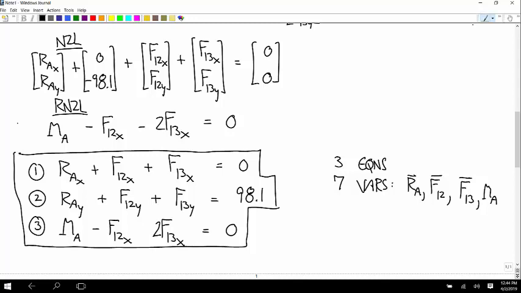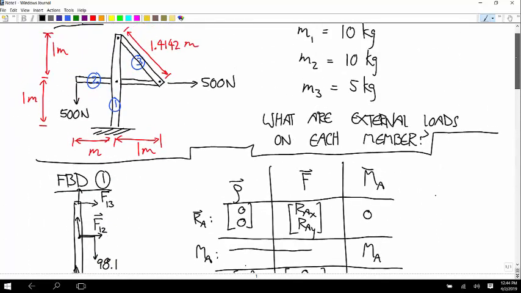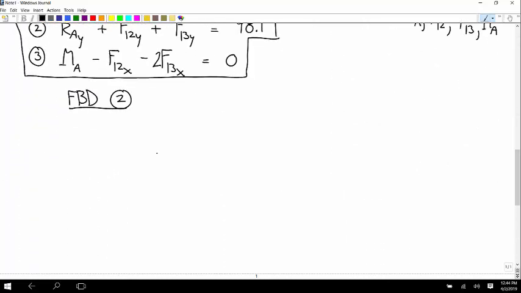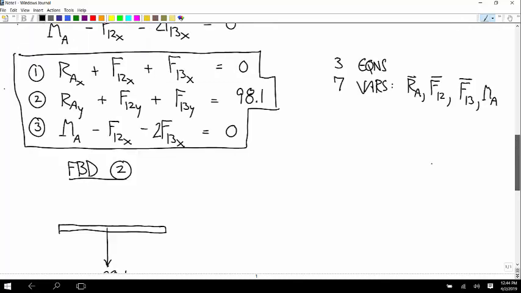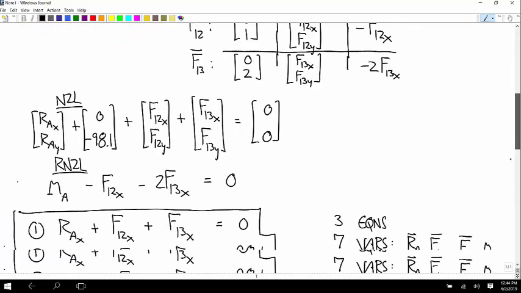One mistake like that messes up the answer of every single one. Okay, so now we're going to do the free body diagram of member 2. That's the horizontal one. There's a weight force here of 10 times 9.81. There's a downward force of 500 at the left end.